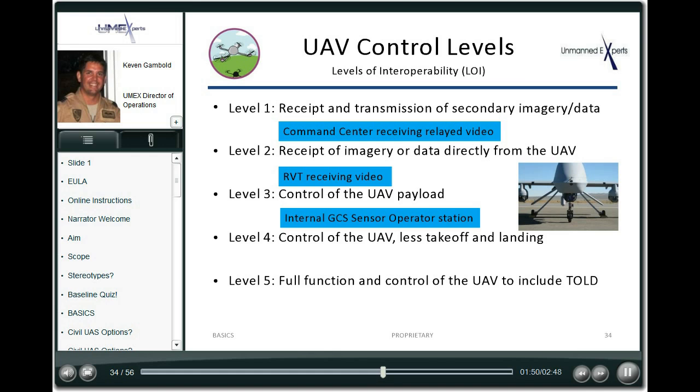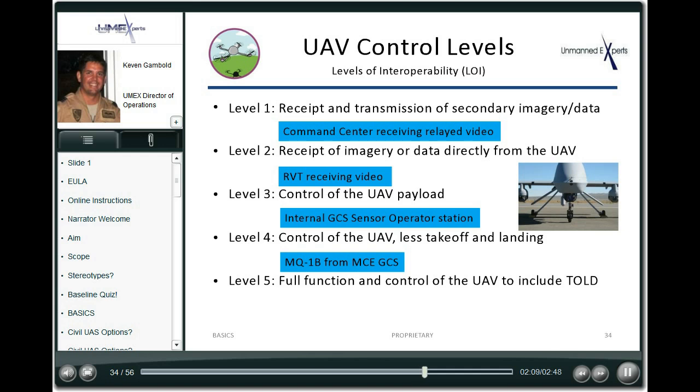Level 4 control then, something I'm more interested in, is where you can move the aeroplane around as well. And they're generally considered to be inclusive. So you can not only move the aircraft, but you also have level 3 control of the payload. So this is a classic one, a mission command element ground control station. You can fly your Predator.